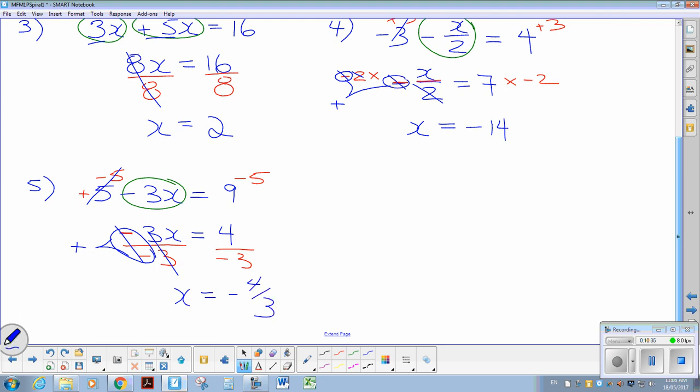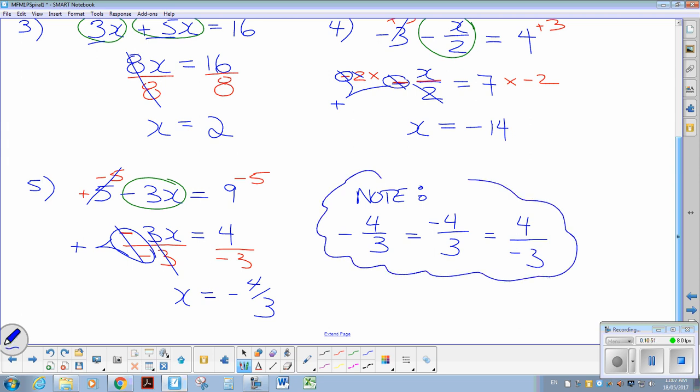All right, and as a reminder, that negative 4 over 3 equals 4 over negative 3. It doesn't matter where the negative sign appears inside my fraction. It could be in the bottom, could be the top, could be out front. You can write it all three ways. They're all correct, so keep that in mind.